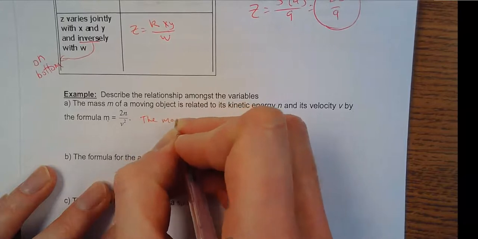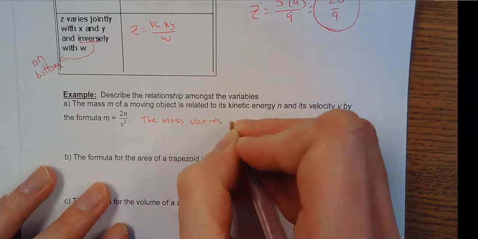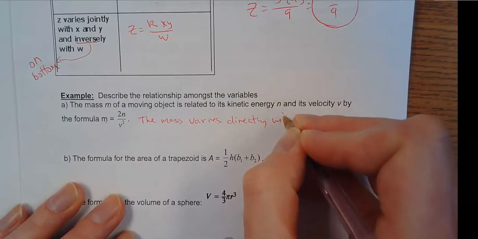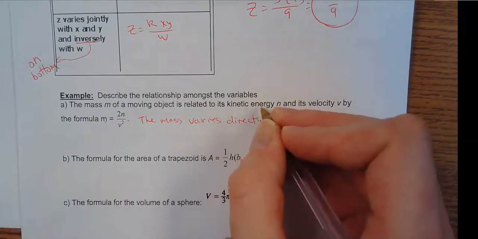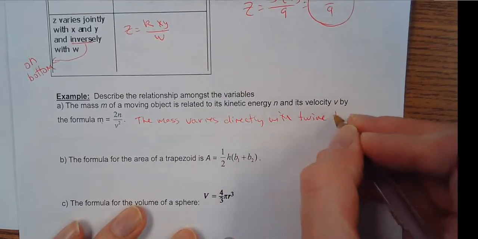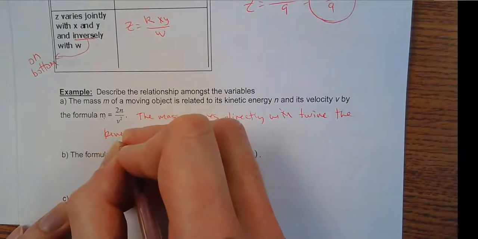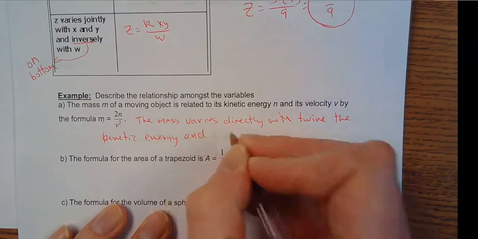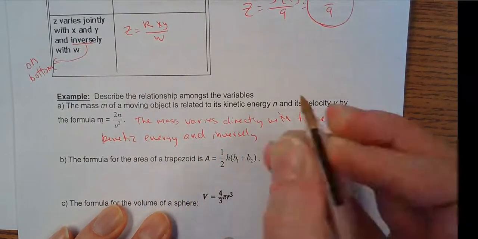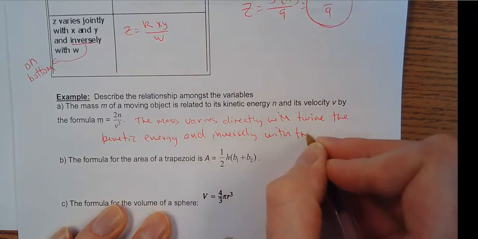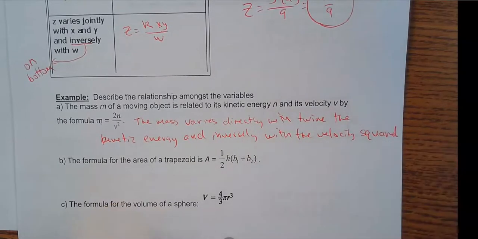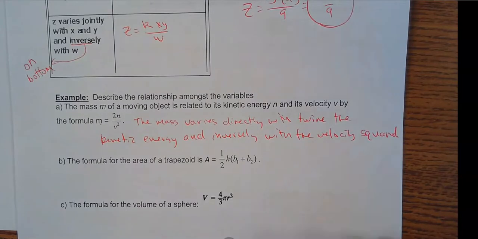So the mass varies directly with, on this one it'd be twice n, with twice, and this is the kinetic energy, because n is kinetic energy, so twice the kinetic energy and inversely with the velocity squared. You could say the square of velocity, or the velocity squared.